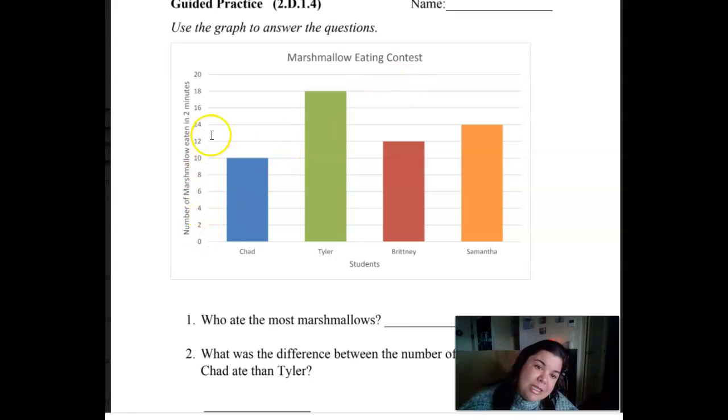And then what does it say on the side? What do these numbers represent? Number of marshmallows eaten in 2 minutes. How many marshmallows can you eat in 2 minutes? I don't know. I bet I could eat a lot. Depends how big they are. The little mini ones, I could eat a whole bunch, huh? How many can you eat in 2 minutes?